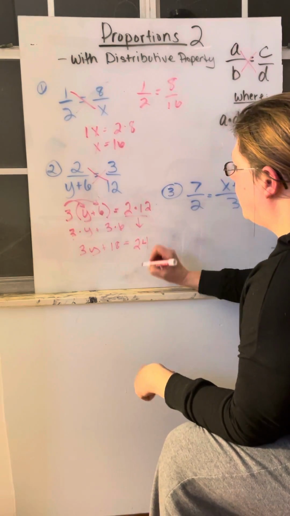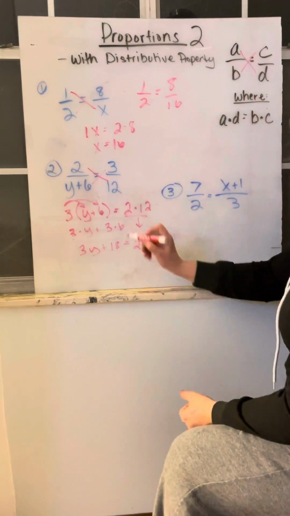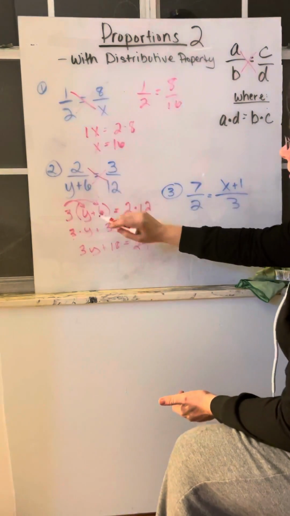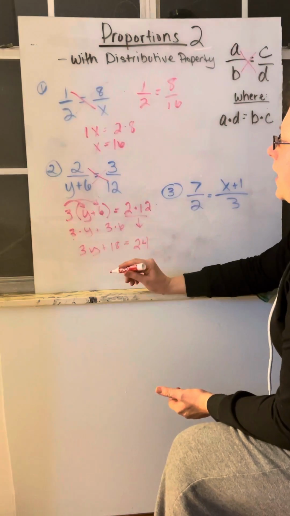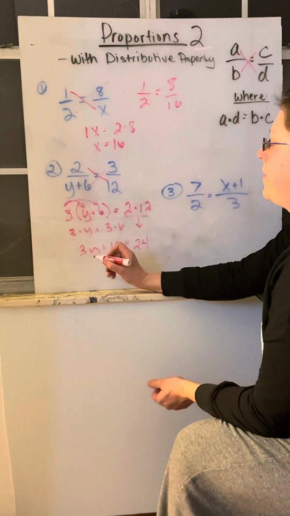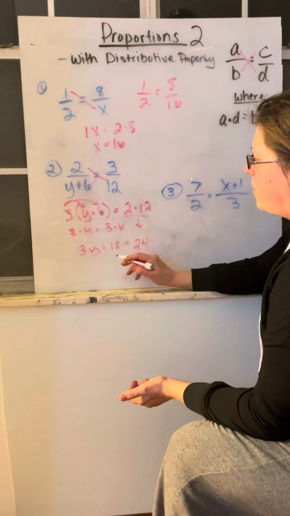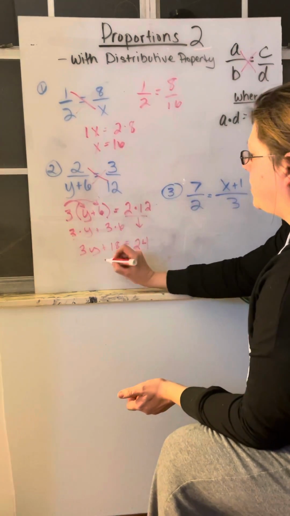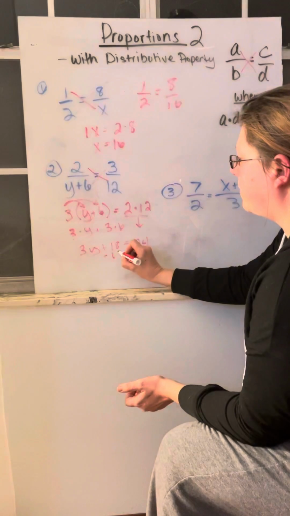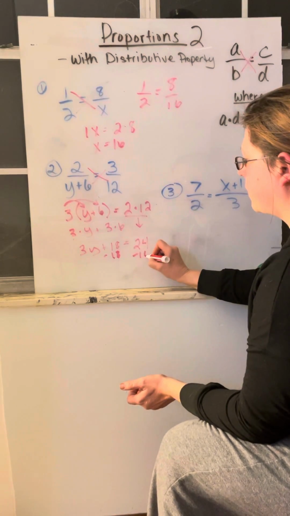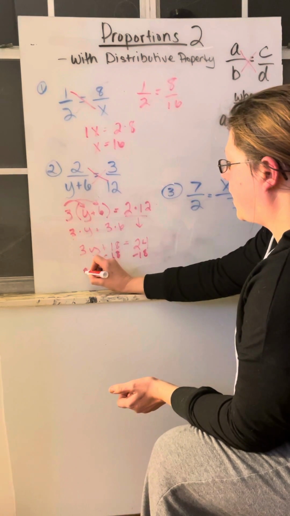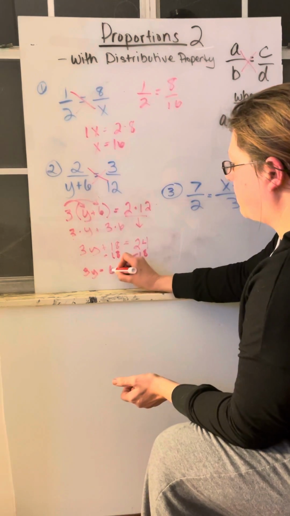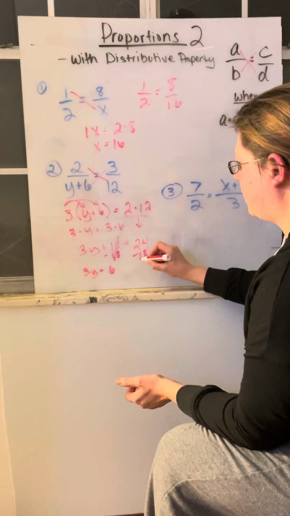Okay. Now I have a two-step equation. So when you have something like this where you have x or y plus something or minus something, that means you have to distribute, and then you end up with a two-step equation. So it's 3y plus 18 equals 24. Well, we need to get rid of this 18. So we're going to subtract 18 from both sides. And then we end up with 3y equals 6. 24 minus 18 is 6. That cancels, that equals 6.